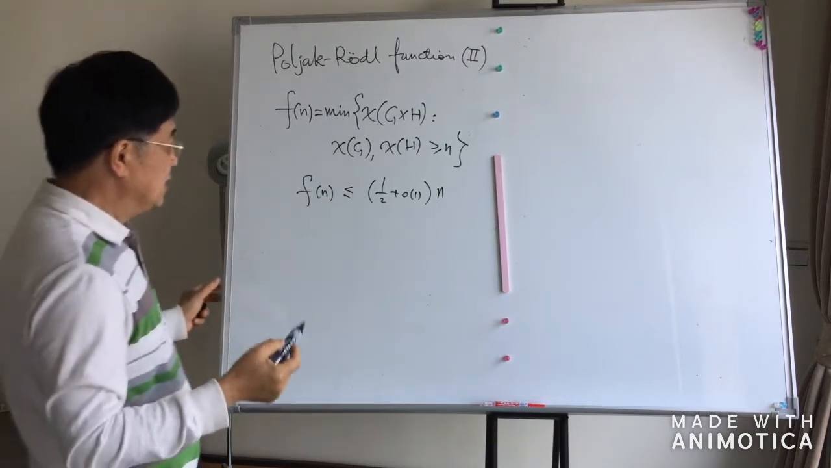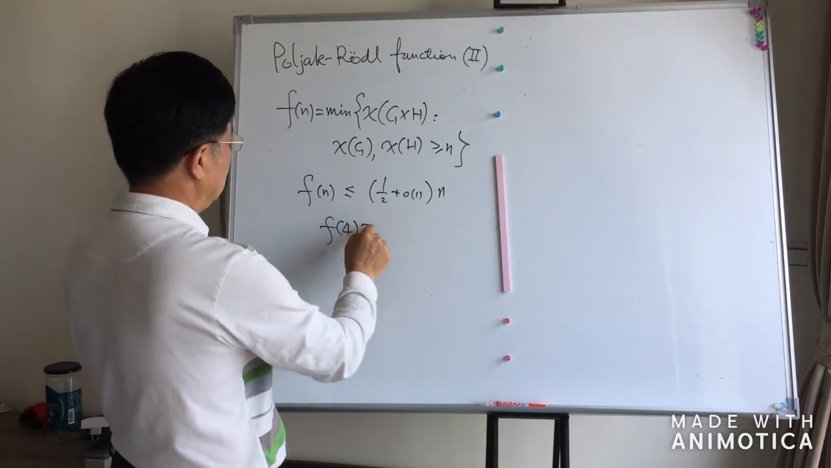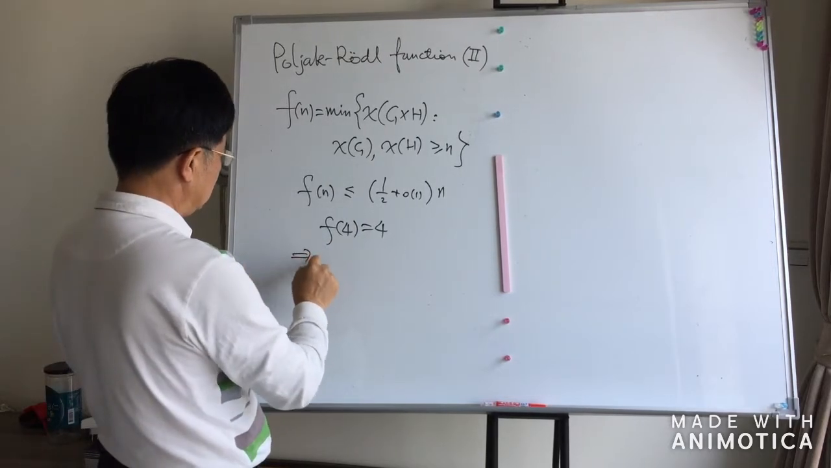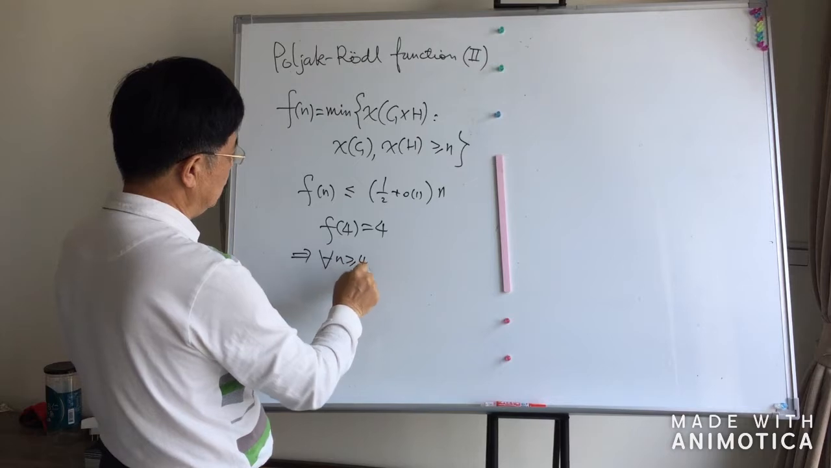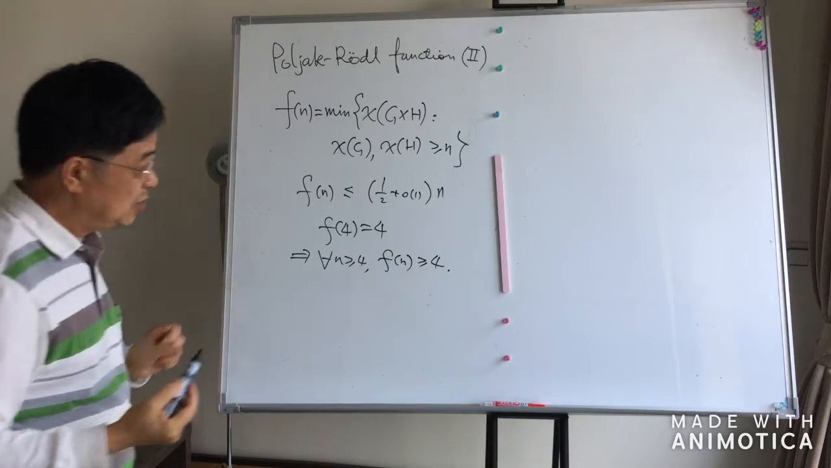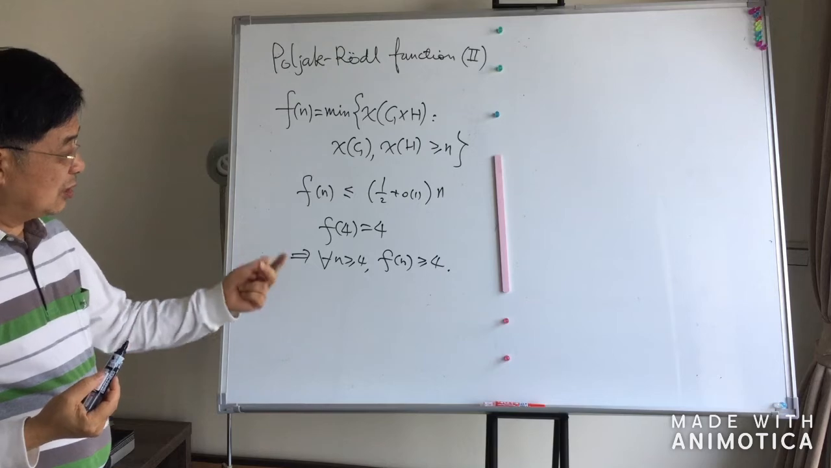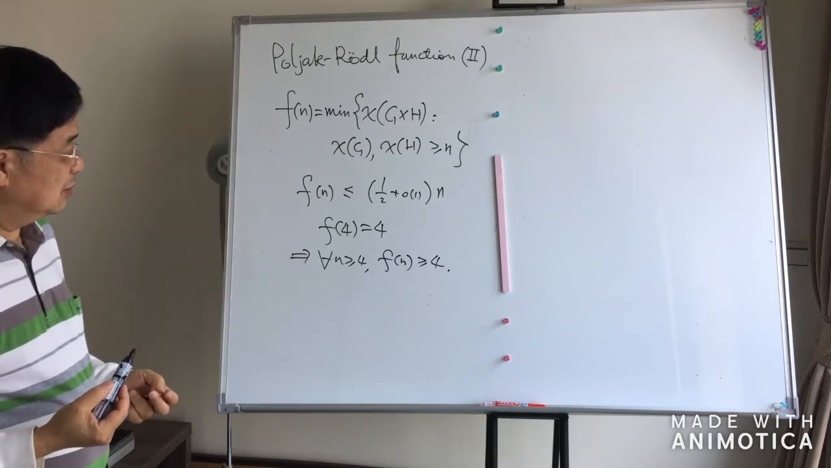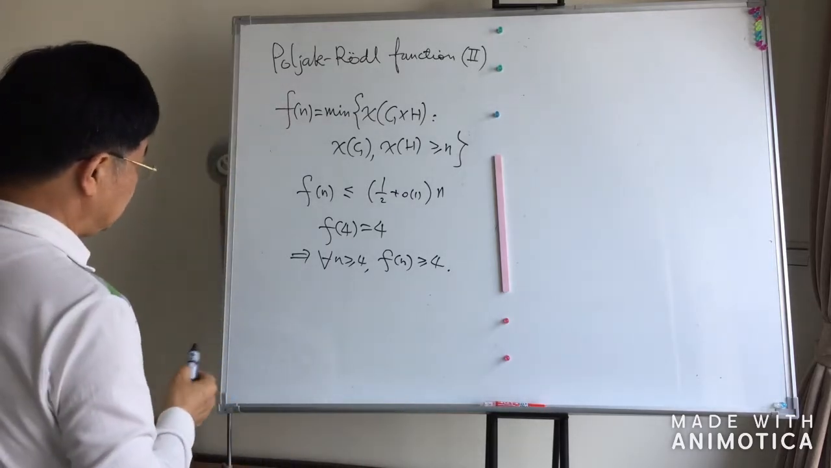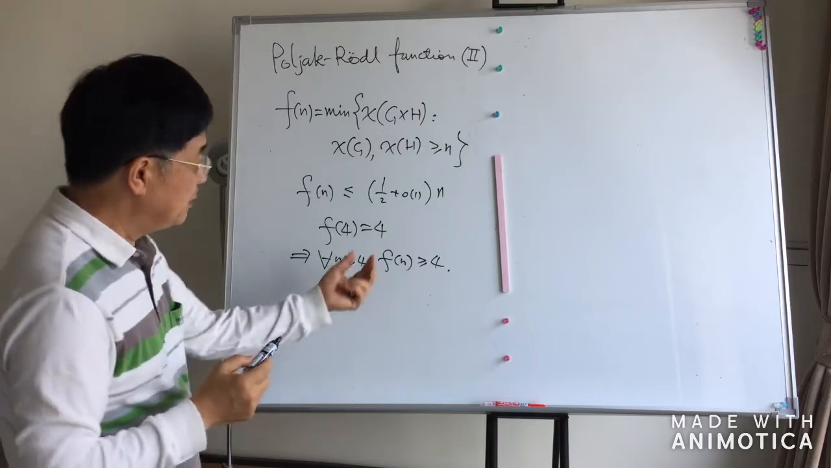Well, basically, there's no good lower bound. We know that f(4) equals 4. Because this function is monotone, this implies that for every n greater or equal to 4, f(n) is greater or equal to 4. This is the best we know about this lower bound. So we don't know if there's any n such that f(n) is greater or equal to 5. It's a very tricky situation.